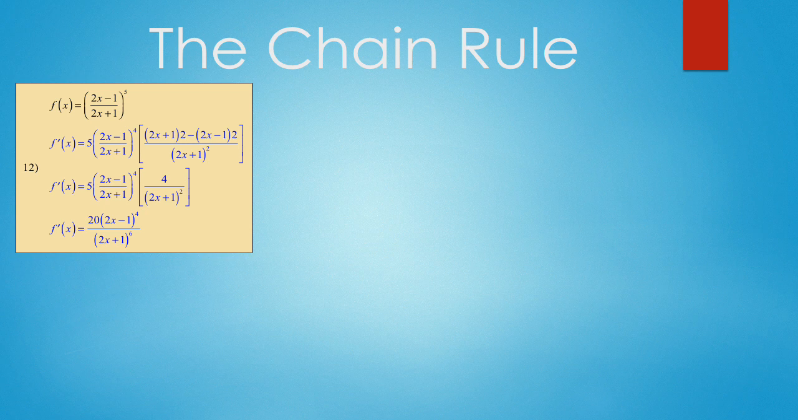In that second part, the 4x's cancel, and we're simply left with 4 over 2x plus 1 quantity squared. In writing the final answer, we multiply the 5 and the 4. We have a 2x minus 1 to the 4th, but downstairs we have a 2x plus 1 to the 4th and another 2x plus 1 squared, so we get 2x plus 1 quantity to the 6th.